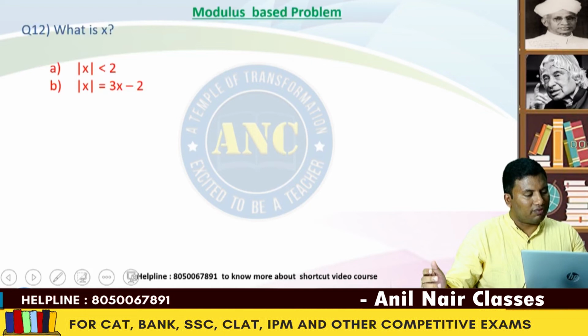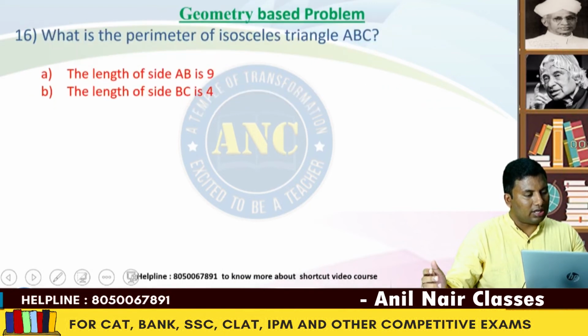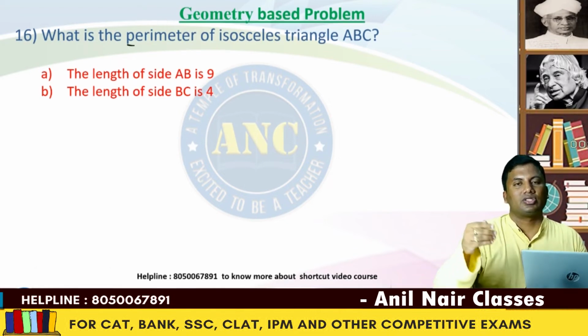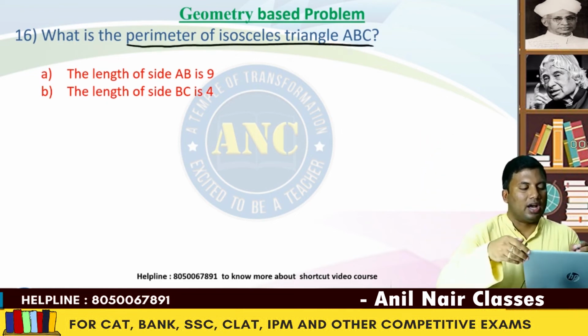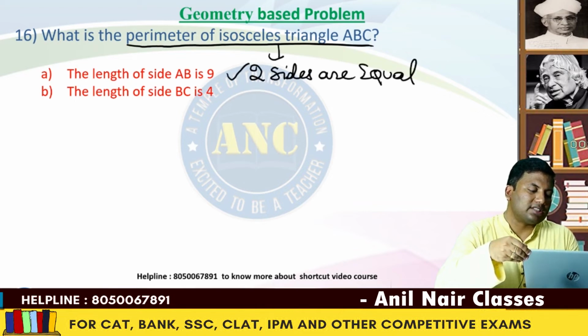There are a lot of good questions. Let me take some tricky questions. I think we will take the 16th question. Please see the 16th question. What is the perimeter of isosceles triangle ABC? Isosceles triangle means two sides are equal.